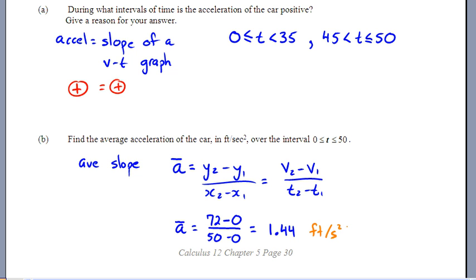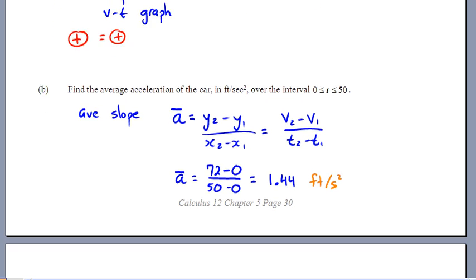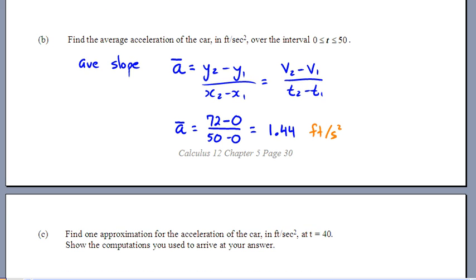So far this AP exam question is going pretty nicely. Nothing too serious yet, but there's a few more parts. This one here, find one approximation. So it's not going to be perfect. We're only going to be close, so kind of accept that fact. It's not going to be a perfect thing. For the acceleration at time 40.